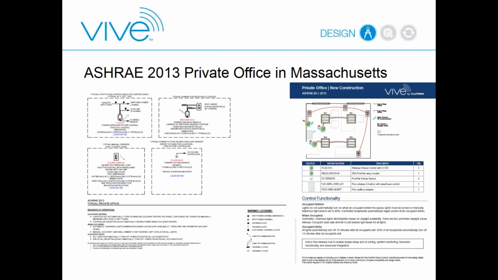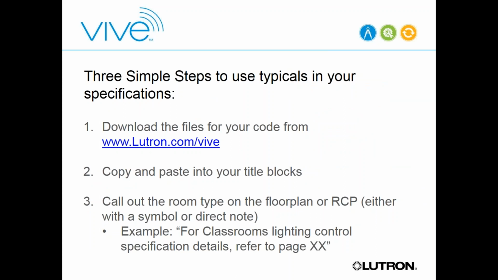If you're doing a private office in Massachusetts, same process. Copy and paste those spec typical wiring diagram parts on the right, use your reference document there with the application diagram, and use that to show the positioning of the space and reference the quantities of the product. It's really that easy. So again, we wanted to make sure we're doing the work for you up front. So it makes it 3 simple steps to use those typicals in your specifications.